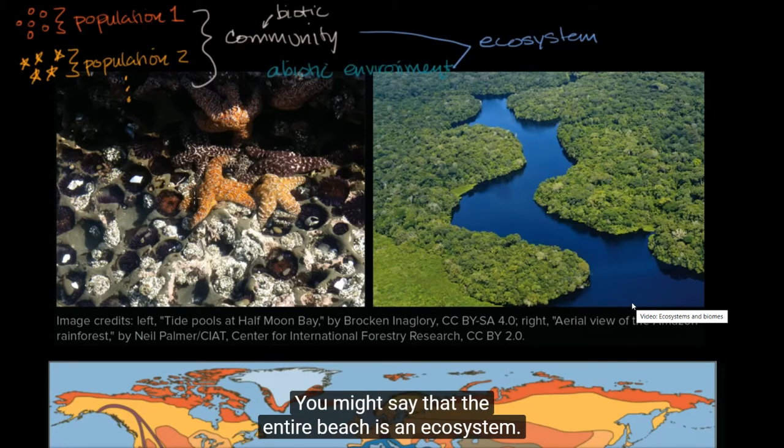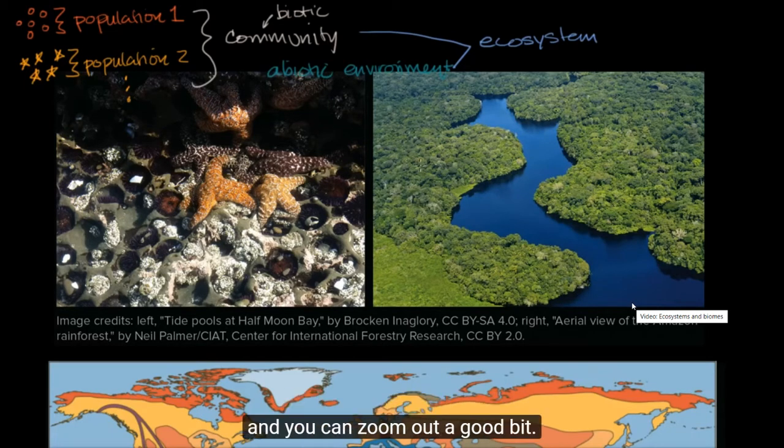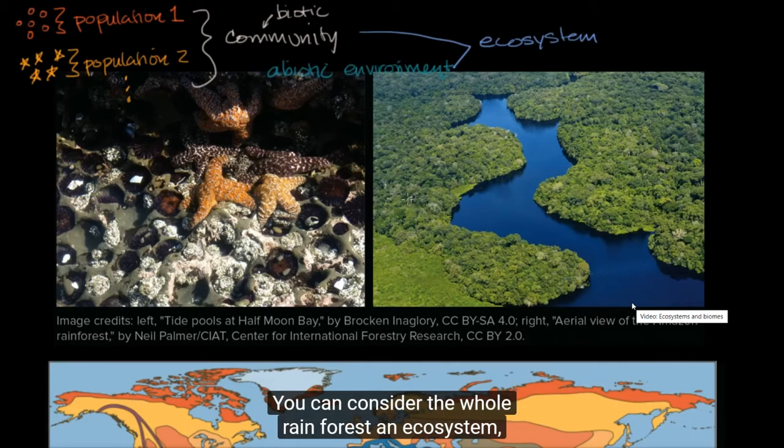You might say that the entire beach is an ecosystem. You might say that the entire region is an ecosystem. Once again, it depends on how much you want to zoom in or how much you want to zoom out. And you can zoom out a good bit. This rainforest right over here, this is the Amazon rainforest. You can consider the whole rainforest an ecosystem.